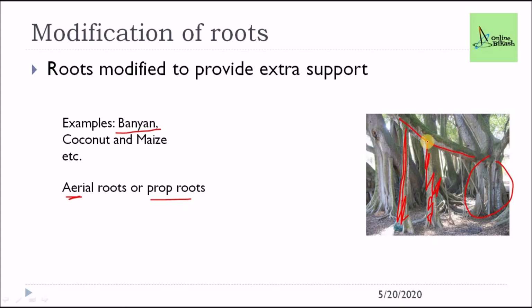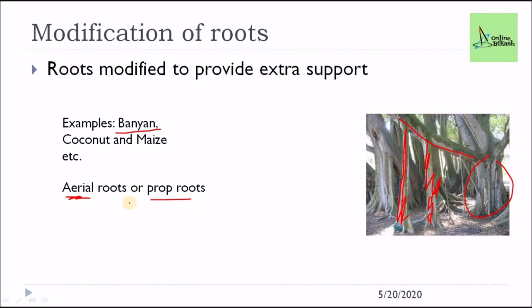Whenever they grow, they first float in the air, and slowly they will touch the ground and grow inside. Since they hang in the air, they are known as aerial roots. Aerial means air, the word comes from air. So these types of roots are known as aerial roots or prop roots. In due course of time they will not change themselves into an individual plant, but they look like an individual plant.